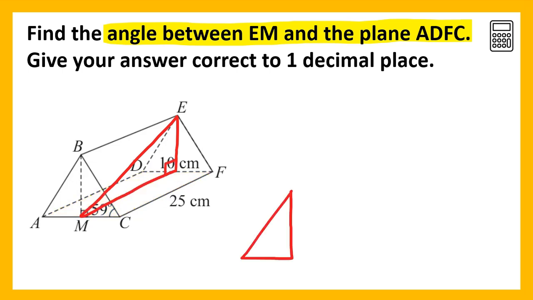I can pull this right angle triangle out to the side, running from E to M to the point directly below E, with my right angle being located here. The angle between the line EM and the plane will be the one formed between the two, which has been highlighted. I'll label this as theta. We know what the length that runs from M to directly below E is, since this is exactly the same as the depth of the triangular prism and is given as 25 centimeters.